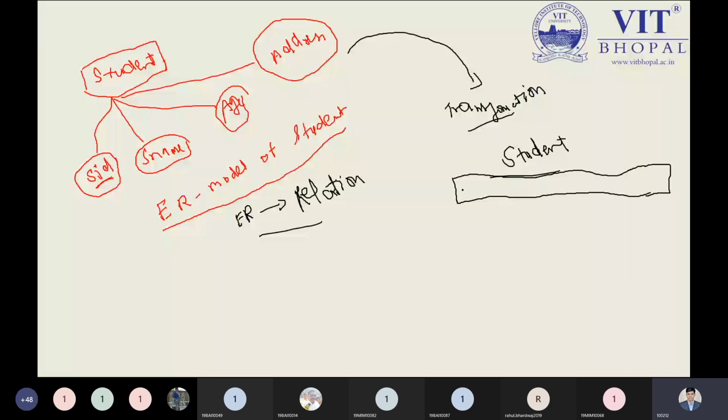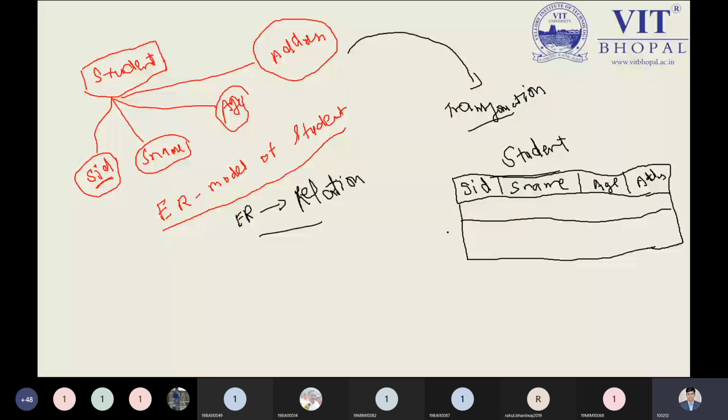My first attribute name is student ID, so I can make this a student ID. The next column name or attribute name will be student name, of course. Another one is the age, and the last part is the address. We can store any information in a tabular way only, and that is followed by the relational model, not by the ER model.